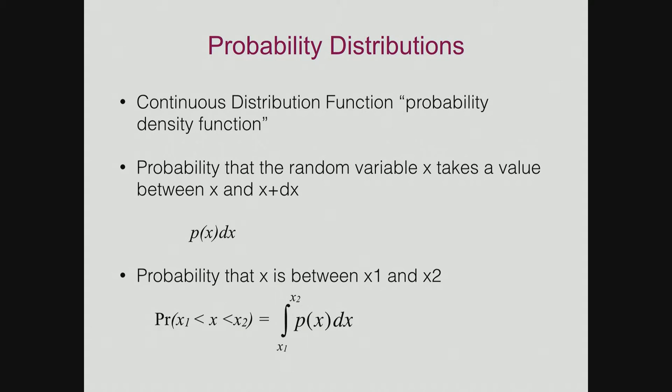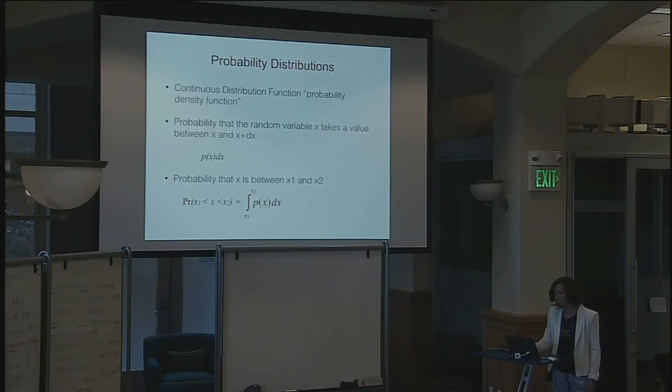Probability distributions have a formal mathematical prescription. So we have this continuous probability function, which is called the probability density function, and the probability that a random variable takes a value between x and x plus dx is formalized here, and the probability that x is between these two values is basically the integral between those. So you know those things.